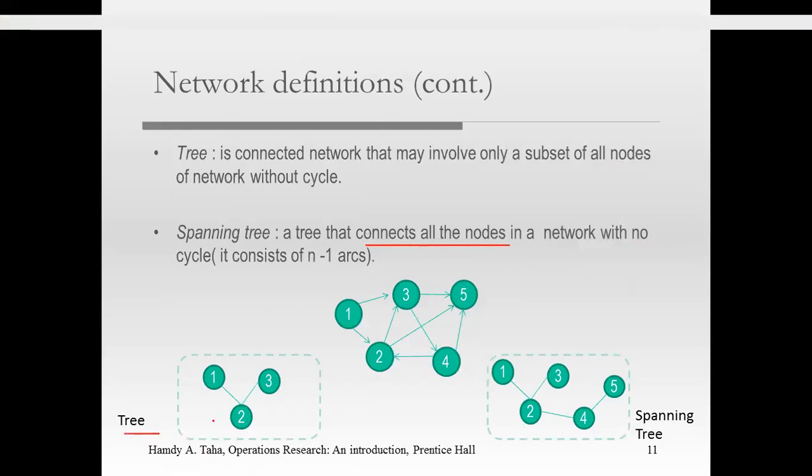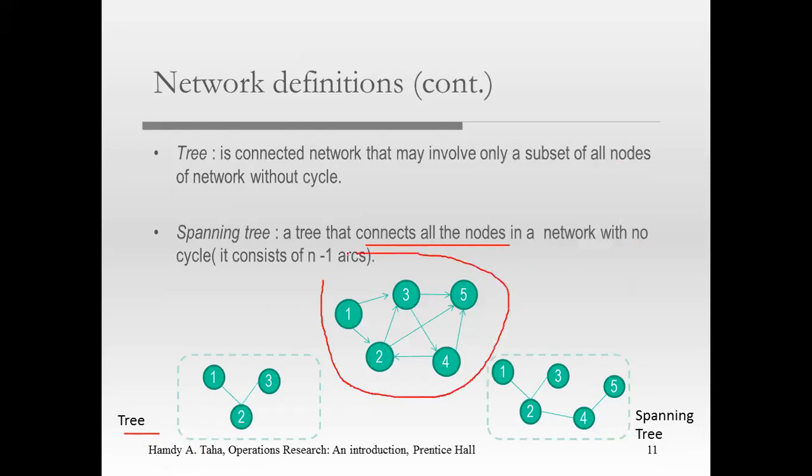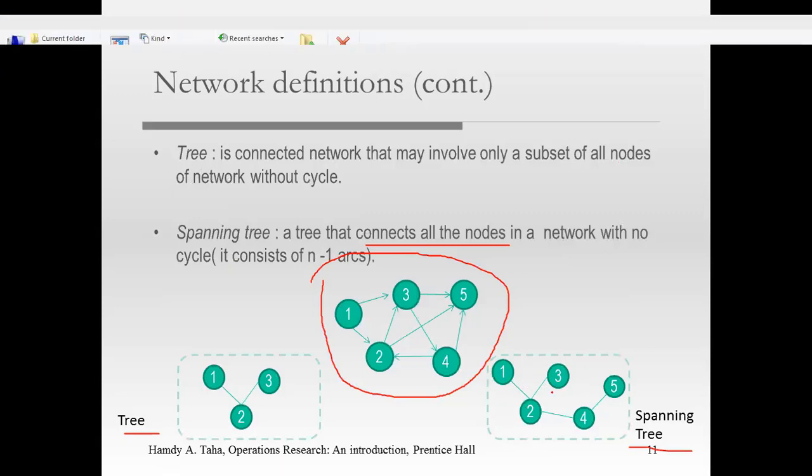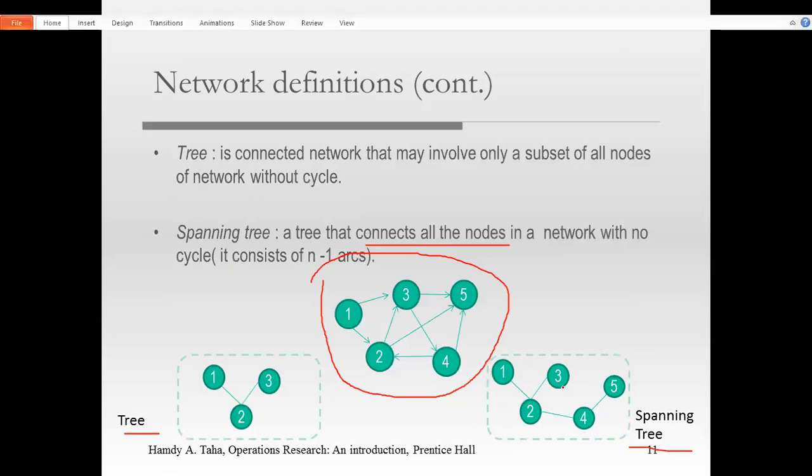So this one is the example of a tree. You can see the original network, we have 5 nodes. Here we only see 3 nodes, 1, 2, 3. All are connected. This one is a tree. But this right side is a spanning tree because we can connect all the nodes together. No cycle. For example, how to reach 3 from 1? We have to go to 2 first and then to 3. How to reach 5 from 3? From 3 we go to 2 and then 4 and back and then go to 5. So that is a spanning tree.